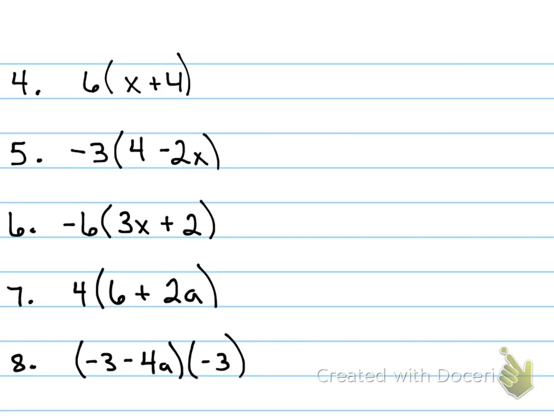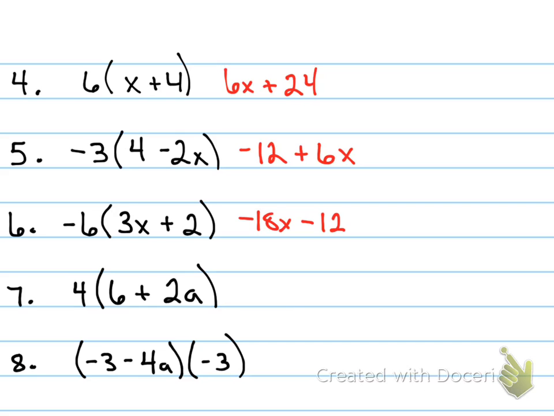All right, number 4. 6 times x is? 6x. 6 times 4 is? 24. Positive 24, so that's where the plus comes from, okay? Plus 24. Number 5, negative 3 times 4? Negative 12. Negative 3 times negative 2x? 6x. Positive 6x, that's where the plus comes from. Number 6, negative 6 times 3x? Negative 18x. Very good. Negative 6 times 2? Negative 12. Some of you said plus negative 12.